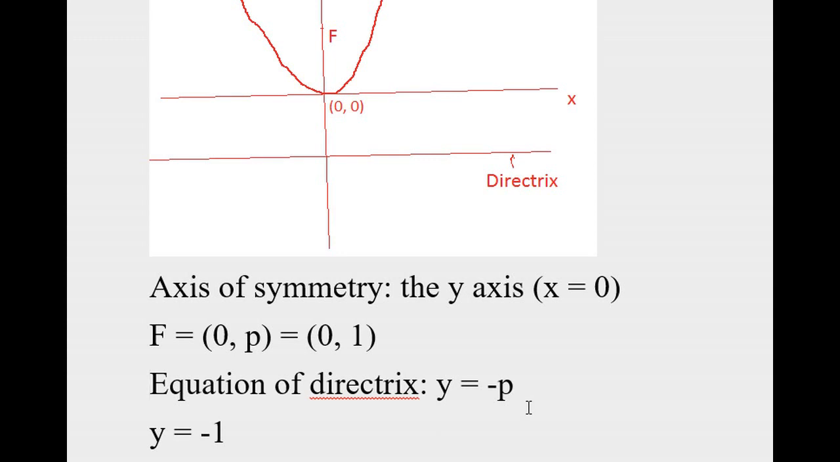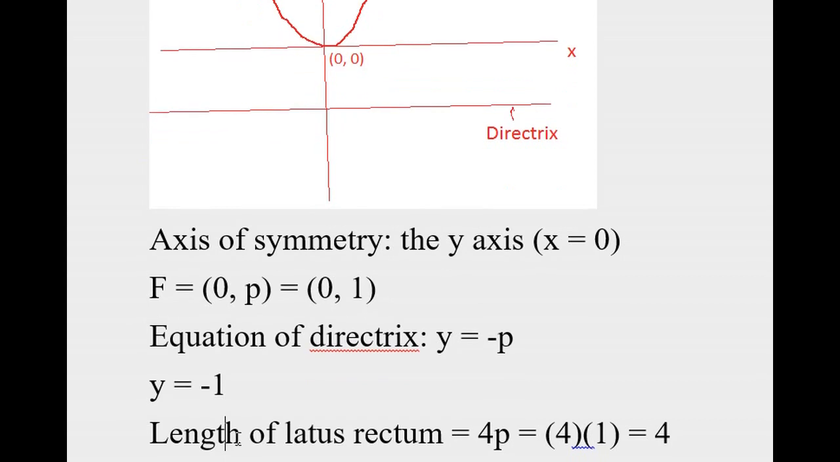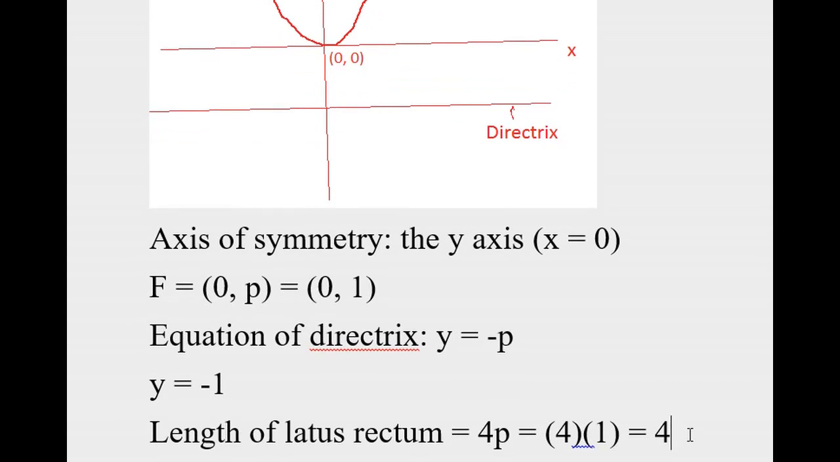Now we will find the equation of a directrix. See here. y equals minus p. Why? Because the directrix is perpendicular to the y-axis. Directrix is always perpendicular to the axis of symmetry. So in this problem, directrix is perpendicular to the y-axis. So the equation will be y equals some constant. What constant? Directrix is at distance p below the origin. So it is y equals minus p. Substitute the value of p. The equation of the directrix is y equals minus 1.